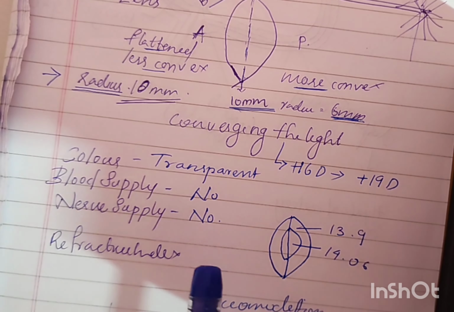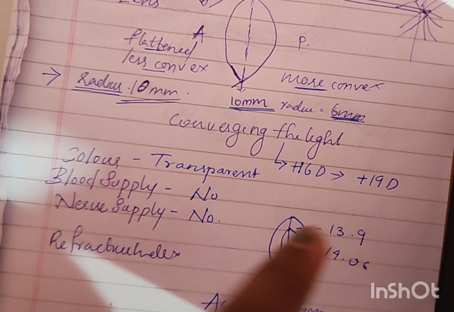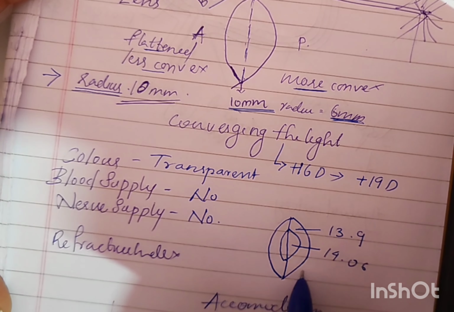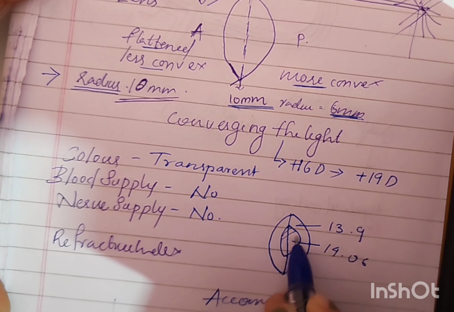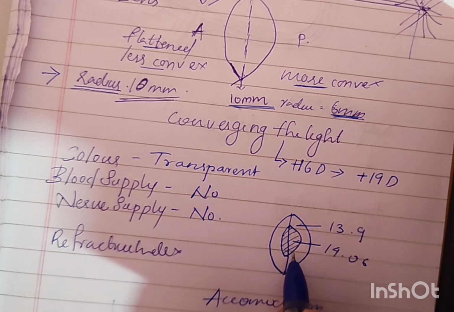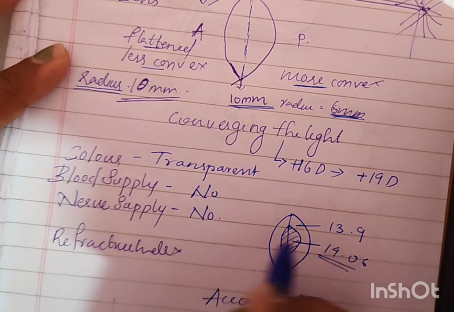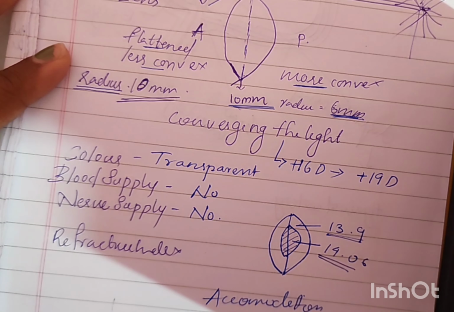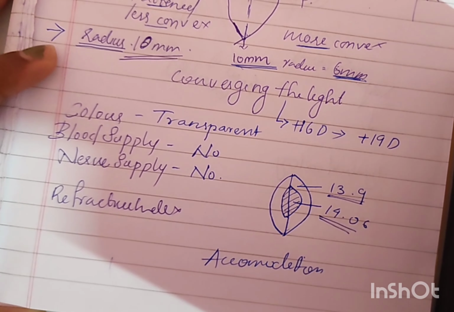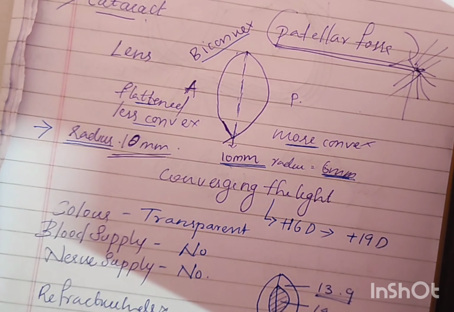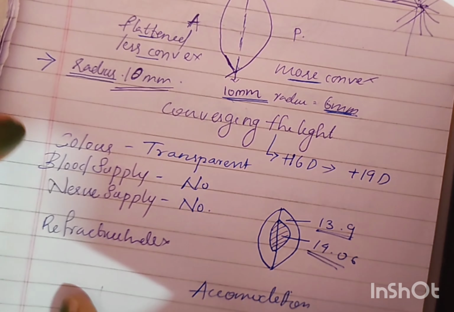Next is the refractive index. Based on the refractive index, the lens is divided into an outer part and an inner part. The inner part, the center part, is more dense, therefore the refractive index is about 1.406. The outer part is about 1.39. So these are the basic things we should know about the lens.